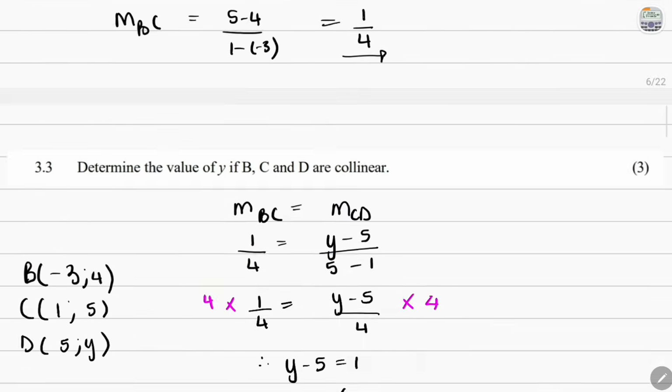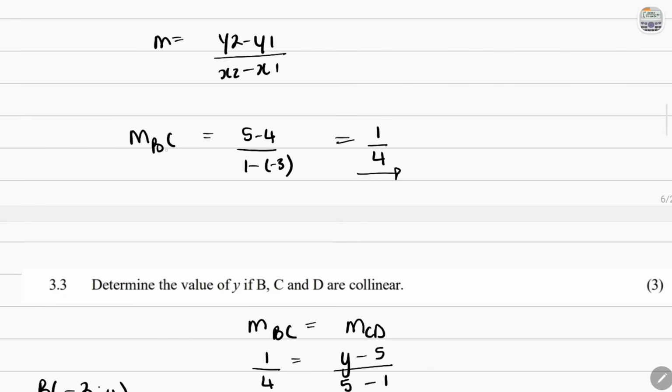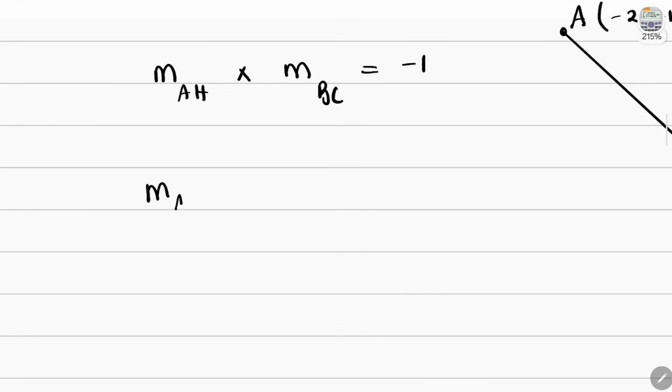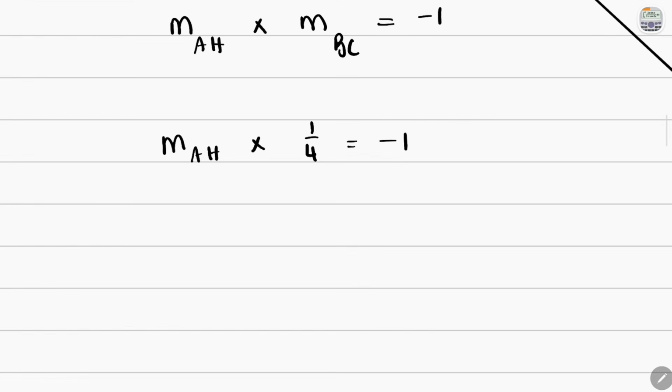So what is the gradient of BC? Did we at any point find this? Yes, we did. It's 1/4. So to find this, we say the gradient of AH multiplied by 1/4 is equal to -1. And so to finally find this, you can divide both hand sides by 1/4 since it was multiplying to AH, or you can multiply both hand sides by 4. And then that way it will get rid of that 4 as a denominator. So we just have m of AH, the gradient of AH, equals, we multiply by 4 here, -4.